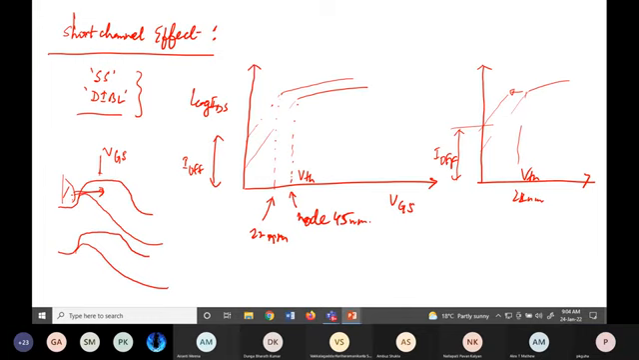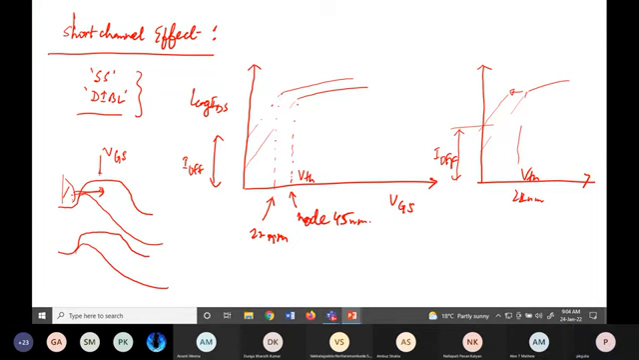Now, what can we do to improve the situation? If we have better control from the gate side, we can reduce the effect of DIBL, you see, if we have better control from the gate side, right? And we can improve the subthreshold slope.